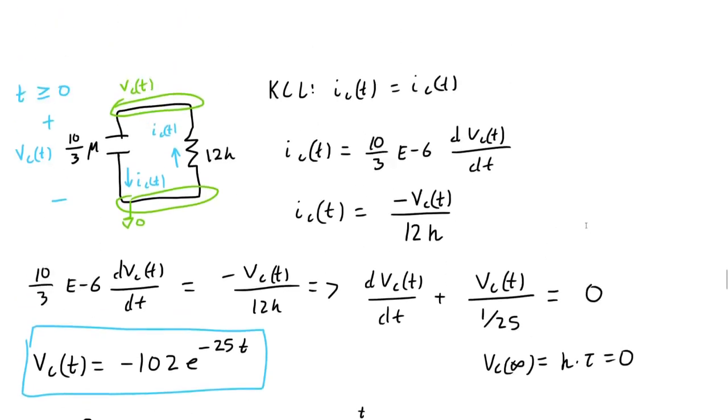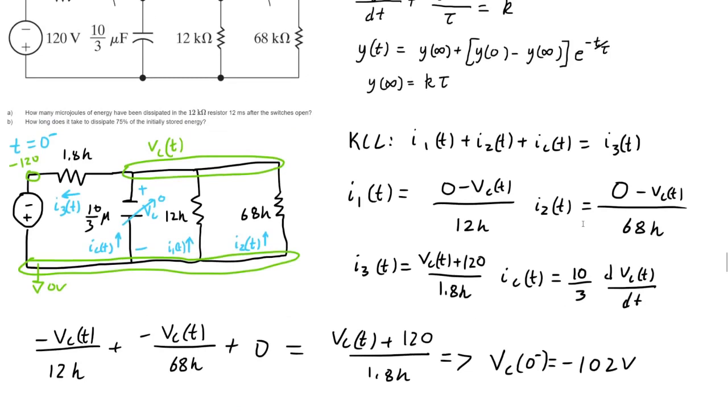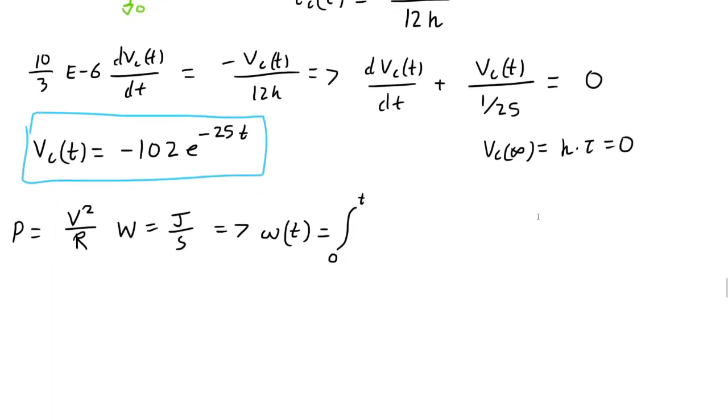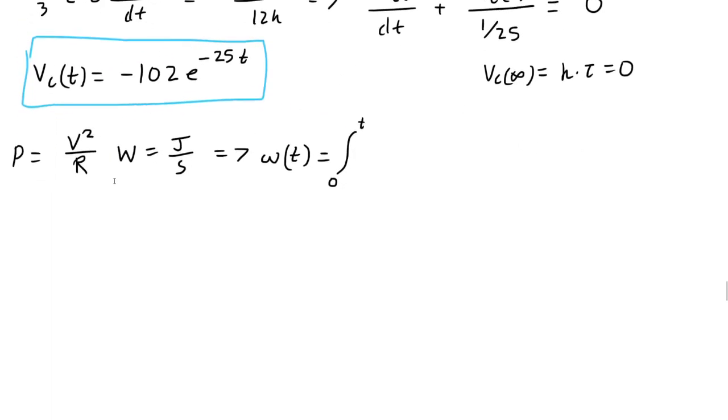Now the problem asks for how many microjoules of energy are dissipated in the 12 kilo ohm resistor after 12 milliseconds. Well, we can figure that out using an integral. You may remember from physics that a watt is a joule per second. So if we integrate the power, then we're going to get the energy. We're going to use v squared over r because the current's going to change with the voltage. So 102 e to the minus 25t over 12 kilo ohms. Don't forget the square.